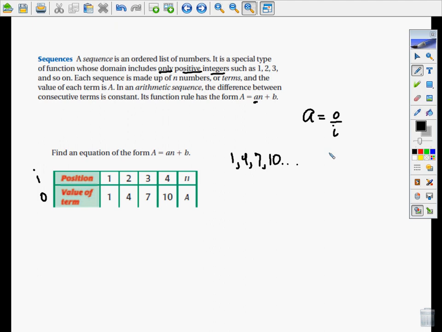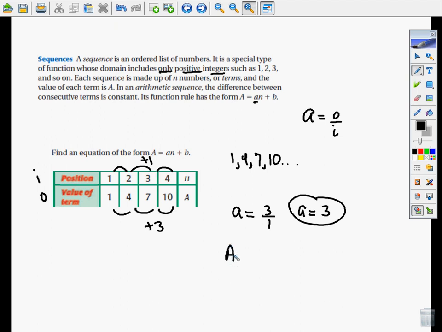So I'm going to go ahead and figure out what my sequence is. So here I still figure out that, okay, these are all changing by +1. And these, like I just said before, are changing by +3. So my little a is output divided by input. So my change here is 3. So right now I have capital A equals 3n plus b.